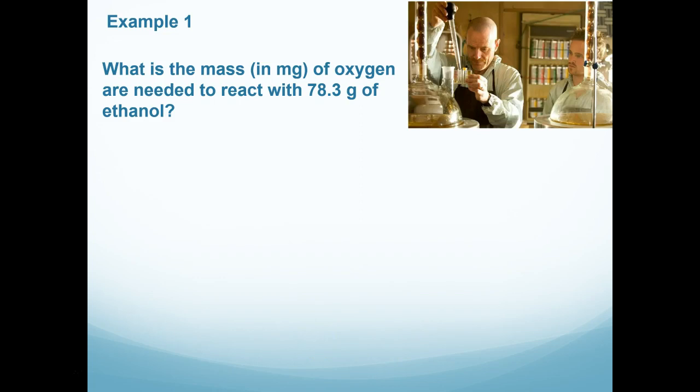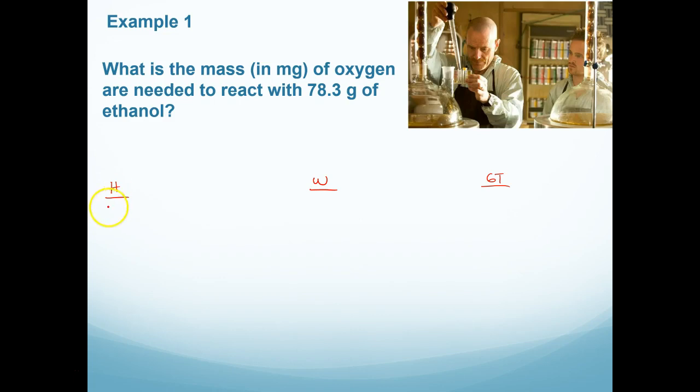So again, our whole point of this chapter, or this part of the chapter, is figuring out how much do I mix, how much do I produce. So let's look at this problem and let's organize it. So have, want, and my get there. And for this problem it says, what is the mass in milligrams of oxygen needed to react with 78.3 grams of ethanol? So this is a question of how much do I mix.